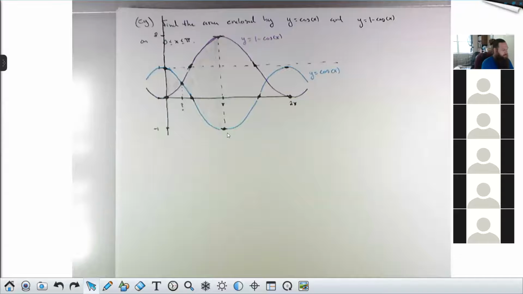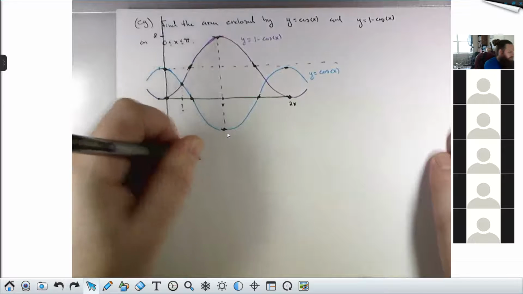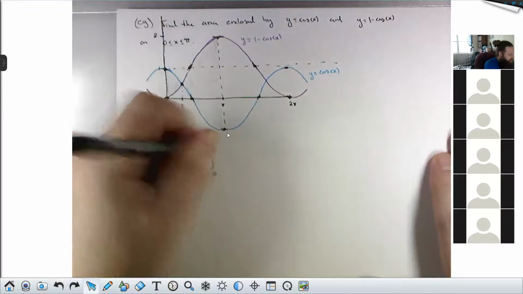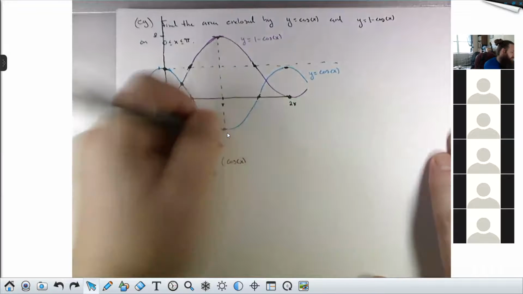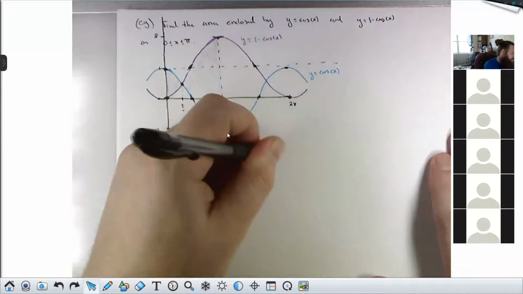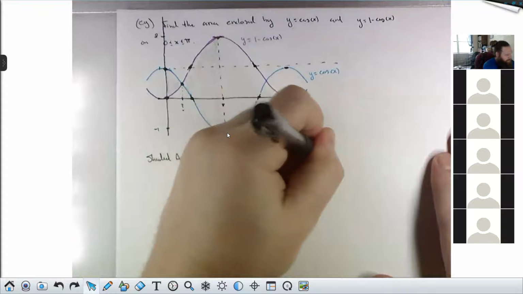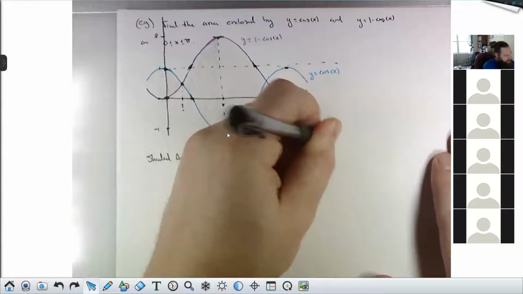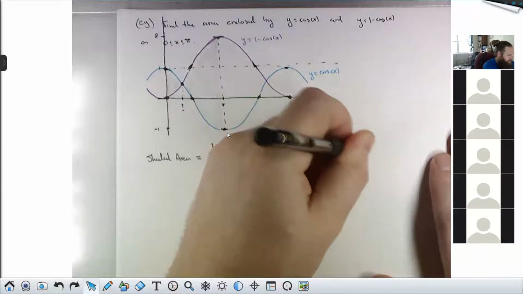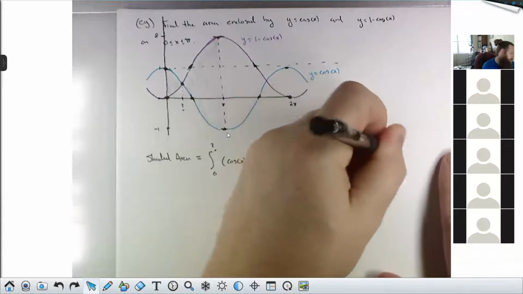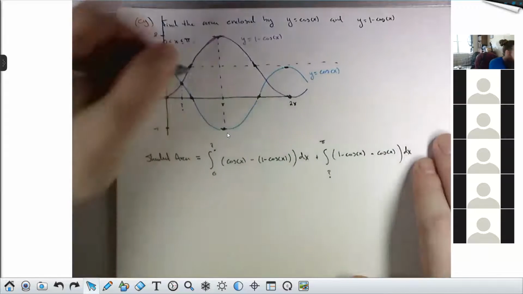All right. So the shaded area is equal to the integral from 0 to question mark of the blue minus the purple, which is cos x minus (1 minus cos x) dx, plus the integral from question mark to pi of purple minus blue, which is 1 minus cos x minus cos x dx. And in each of these regions, or maybe just in one, you could draw in your little strip.